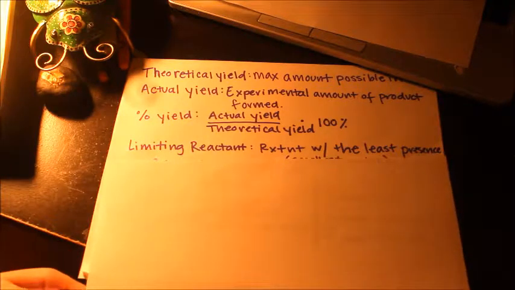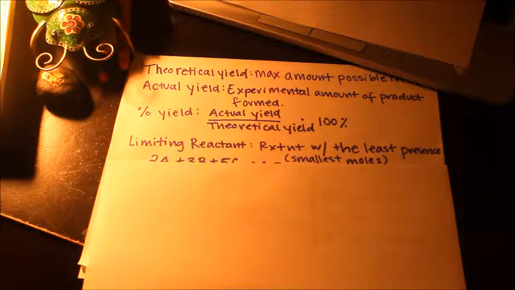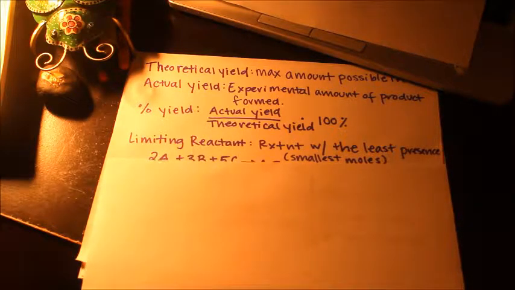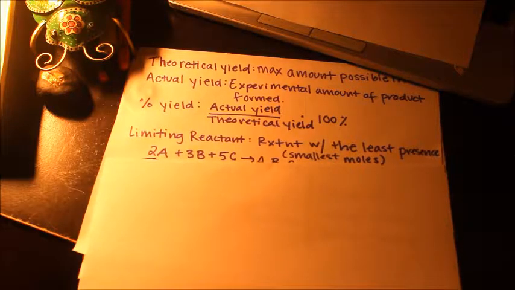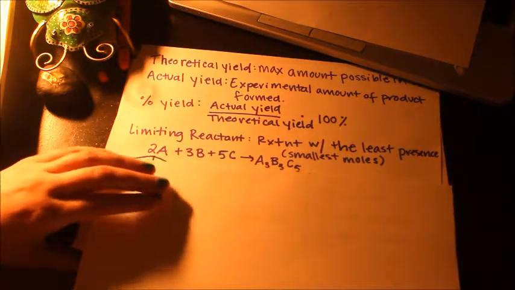We're going to move on to limiting reactants. Those are the reactants with the least presence, or the smallest moles. So they're the least volume, not volume, but mass, sort of thing. I'll explain. It's kind of hard for me to put into words, but hopefully visually it makes sense.